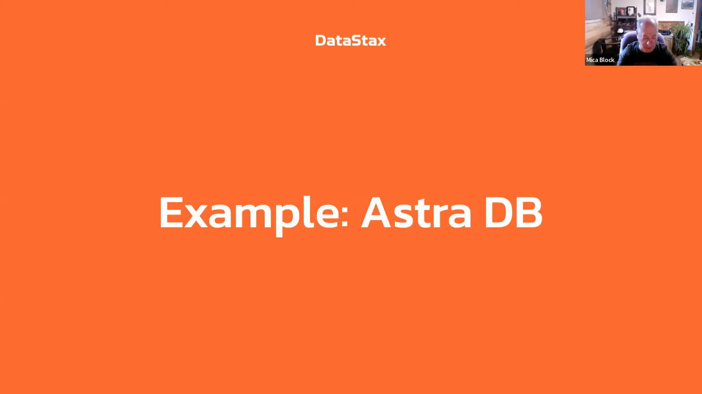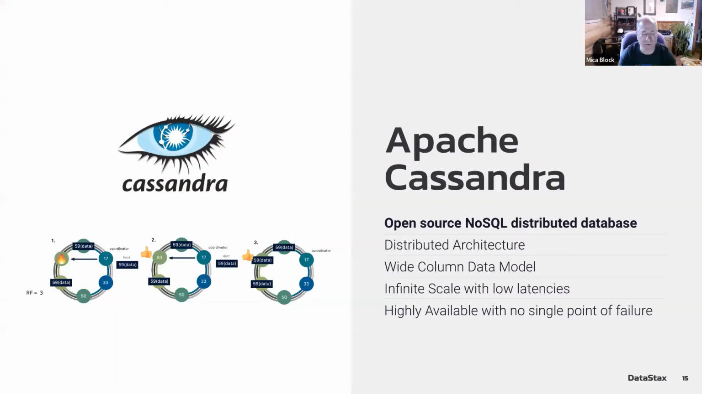an example of a specific database as a service. And the example we're going to use is DataStax's Astra DB. So we talked a little bit about the fact that DataStax is the company behind Apache Cassandra.